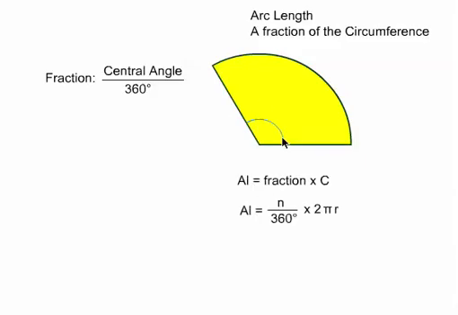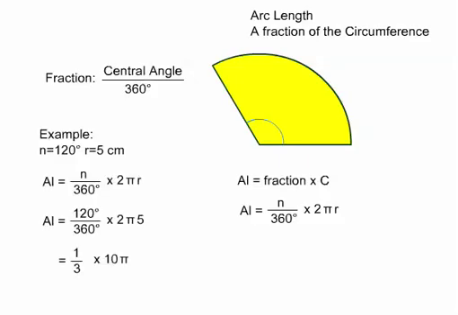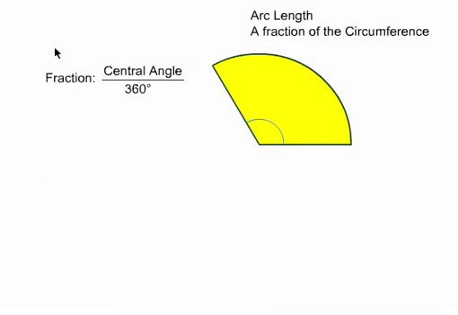Now, if we know the central angle, we can figure out the fraction very easily by saying that the fraction is always the central angle out of 360. So the fraction is always the central angle out of 360.